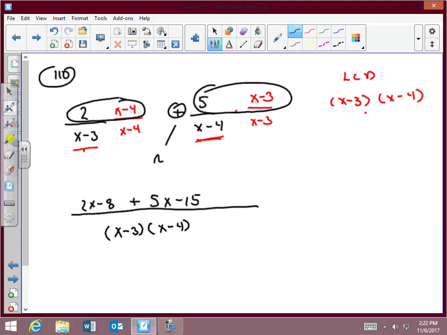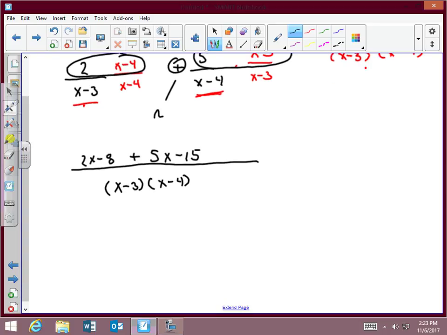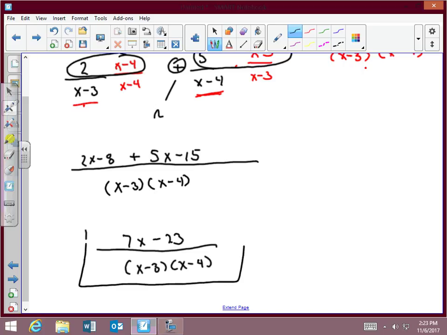That makes sense? Now your common denominator is x minus 3, x minus 4. And you combine like terms in that numerator. The 5x and 2x is 7x. Minus 8 and the minus 15 is what? Negative 23. Now that numerator does not factor. There are no common factors between numerator and denominator. So that's your answer right there.